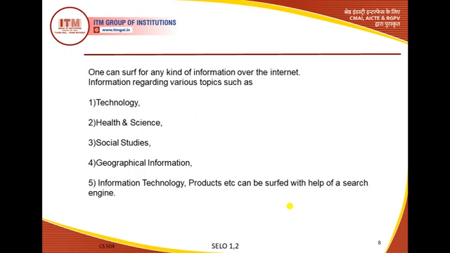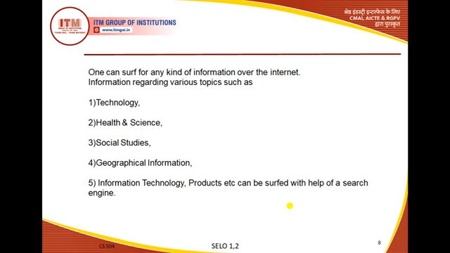One can search for any kind of information over the internet, information regarding various topics, such as technology, whatever new technology is ongoing in the current scenario, the user can easily find it. The information can be easily provided to the user using the internet facility.